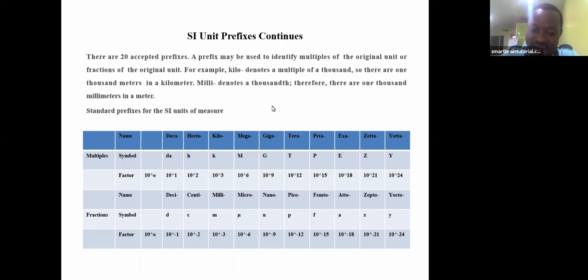Now, in this case, the micro, represented by the Greek letter symbol mu, is 1 divided by 1 million, which is expressed as 10 raised to the power of minus 6. For instance, if you consider the length, which is the meter, and you put the prefix micro, micrometer means 1 meter divided by 1 million gives you 1 micrometer.